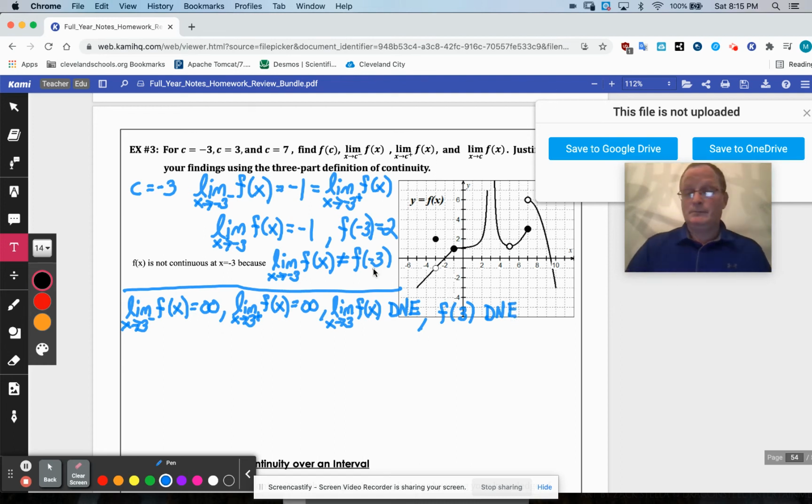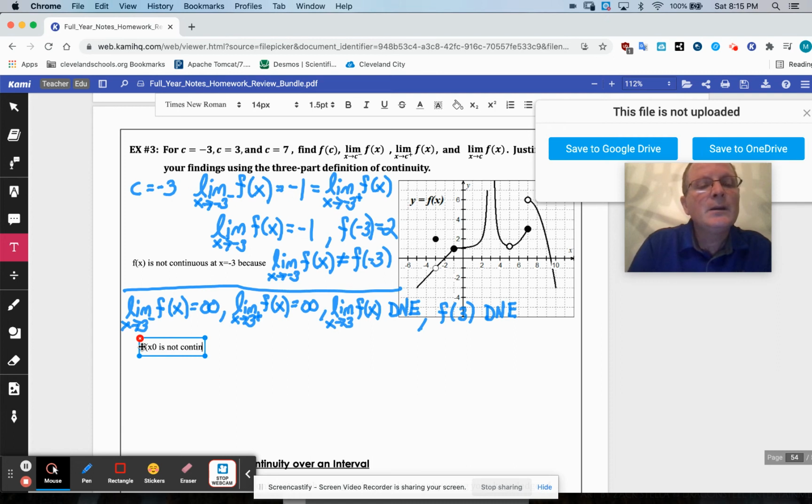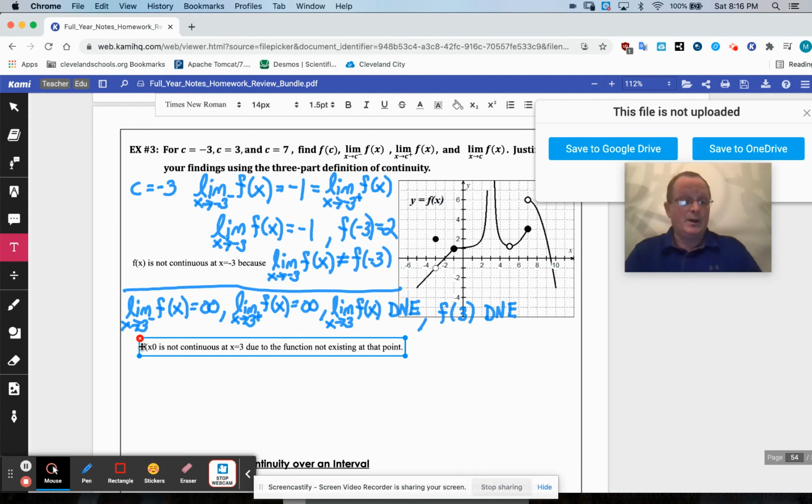Okay, so therefore, as soon as you hit one thing on the checklist that's not true, the function is not continuous at that point. So let's go to the text box right here. f of x is not continuous at x equals 3 due to a whole bunch of reasons. Due to the function not existing at that point, and a whole other host of reasons. But those are the ones that you can go with.